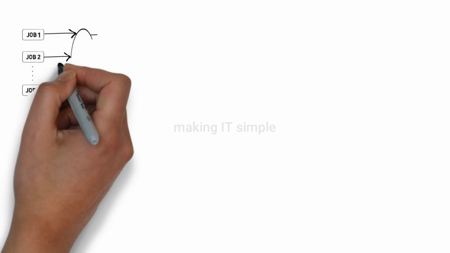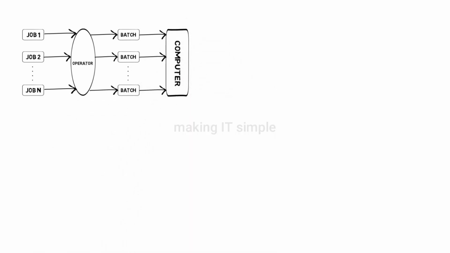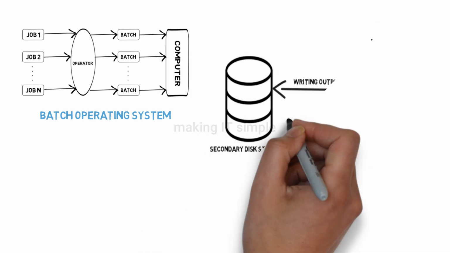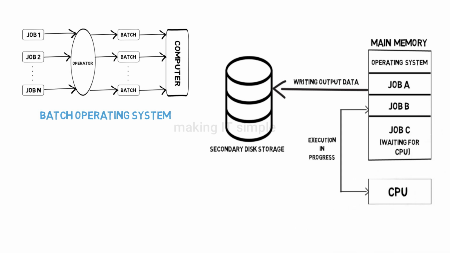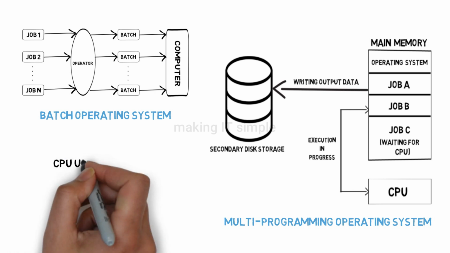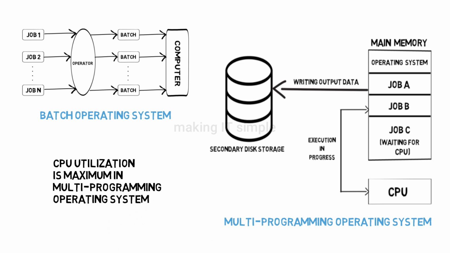The problem which we faced in previous operating system that CPU remains idle for long time and is underutilized, this problem is solved in multiprogramming operating system. CPU never remains idle and is completely utilized. The ultimate goal of multiprogramming operating system is to keep CPU busy as long as there are processes waiting for execution.